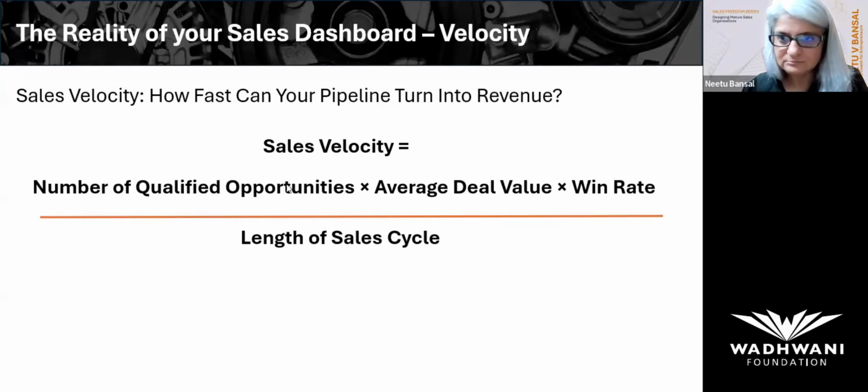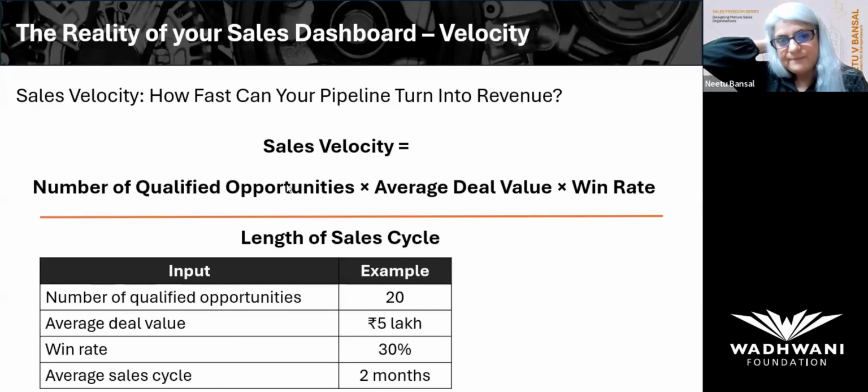Now let's see what the sales velocity is. How do you get this? The formula is over here. Let me show this with an example. Let's say that in a month, you are getting 20 qualified leads.